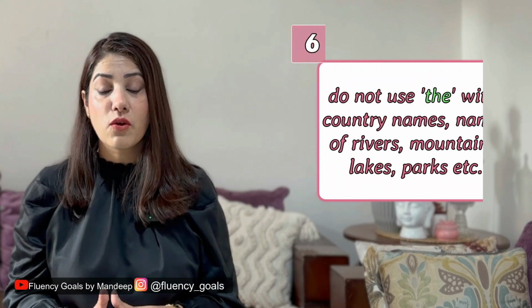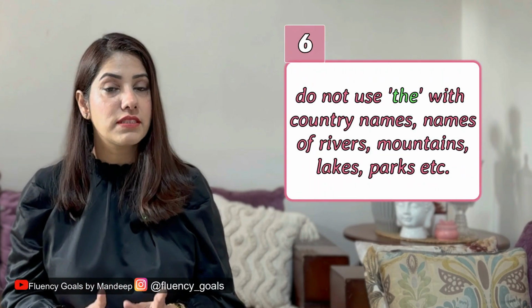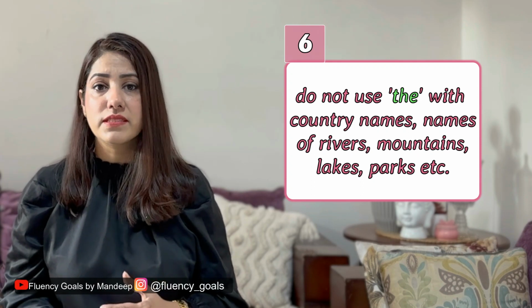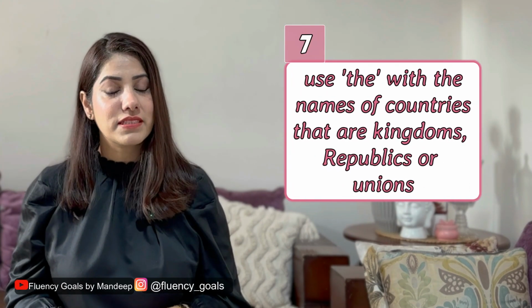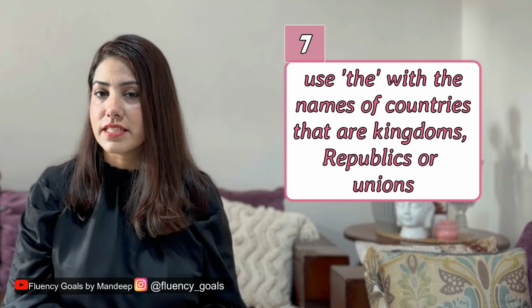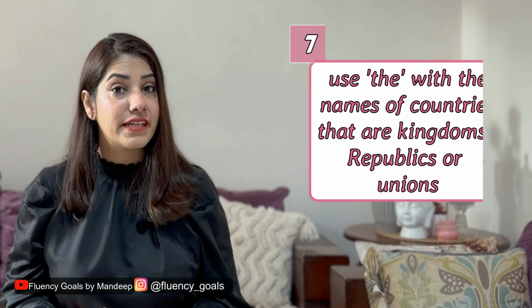We do not use the with country names or the names of places. Do not use the with the names of rivers, mountains, countries, but we use the with specific country names that are kingdoms, republics, or unions, like the United States of America, the United Kingdom, the Republic of Congo. Most of the countries we do not use article the: the India, the Russia, the China. It is incorrect. So we'll always use article the with the countries that are kingdoms, republics, or unions.